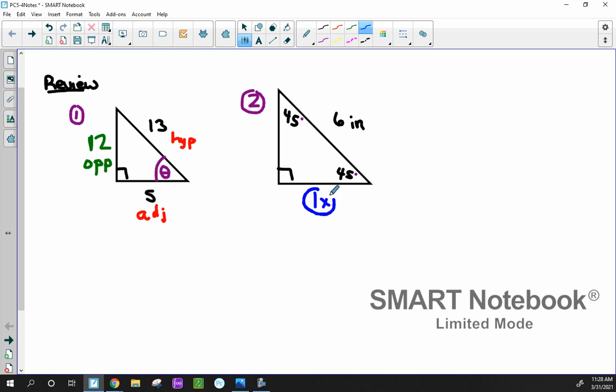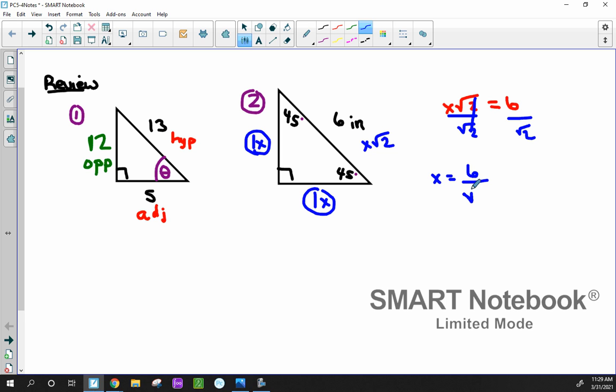Across from 45 is the 1x side. So the legs of this triangle have to be the same answer. And then the hypotenuse in this special right triangle is always x square root of 2 times longer. Since I gave you the hypotenuse length of 6, you would then take the ratio x radical 2, and you would set it equal to 6, and you would solve that equation for x. Once you go through the steps and you divide by radical 2, you're going to get x is equal to 6 divided by square root of 2.